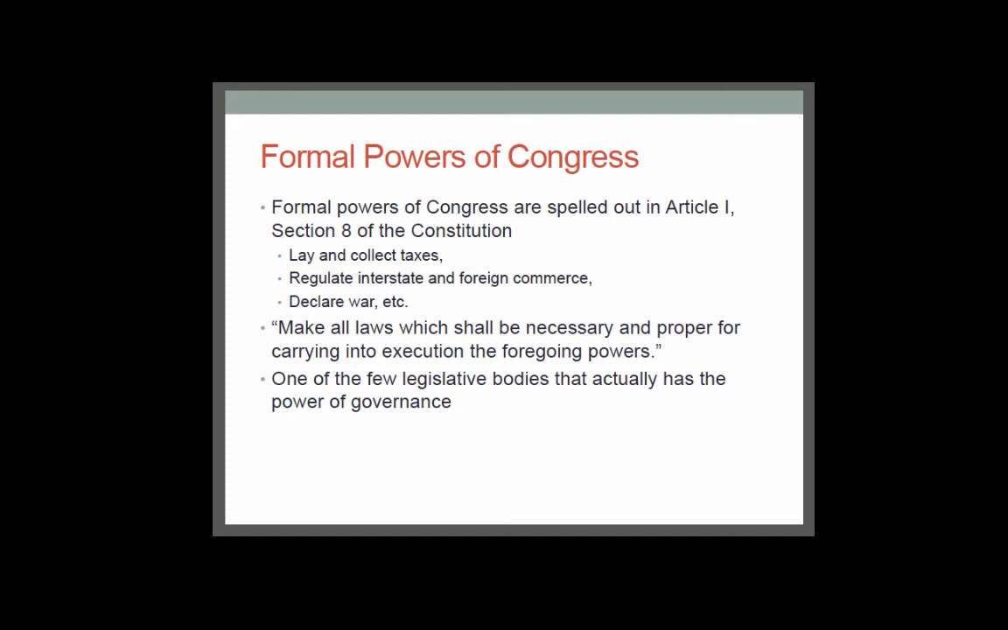It is interesting that Congress, because of all these very specific powers and the way we've set up our government, is actually a congressional legislative body that can actually govern, that can actually make decisions for government to do things. Many legislatures don't have that sort of exclusive power.